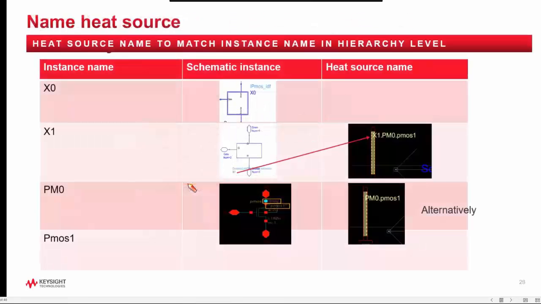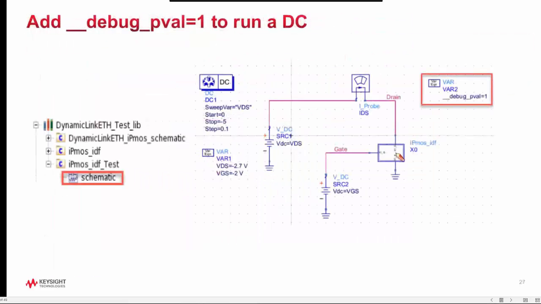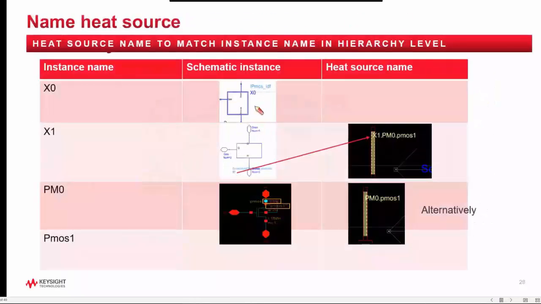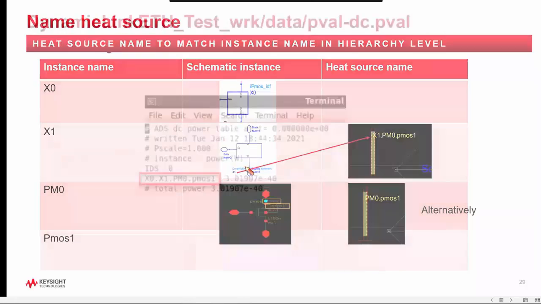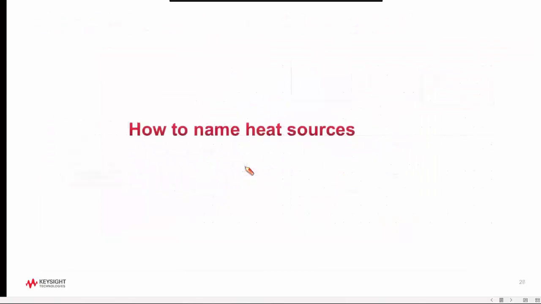So let's take a quick look, right? See this guy, which is this guy is this guy. Let me go back here. It's this guy, right? So this guy has an instance name of X0, okay? And then you push into it, and this guy has an instance name of X1. Let me just go back to show you.